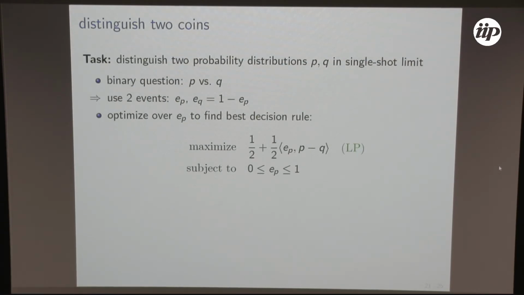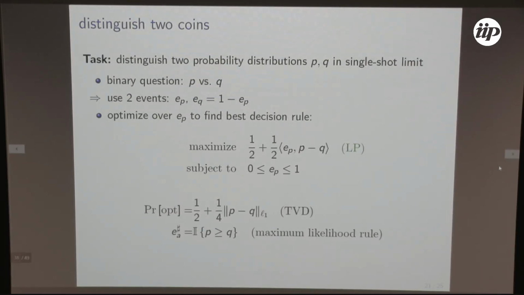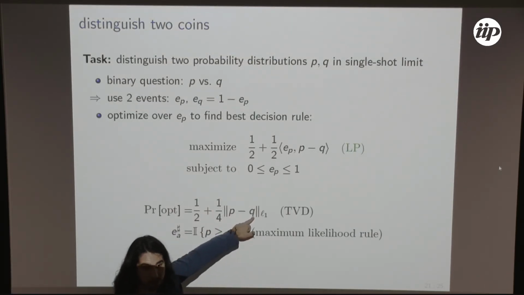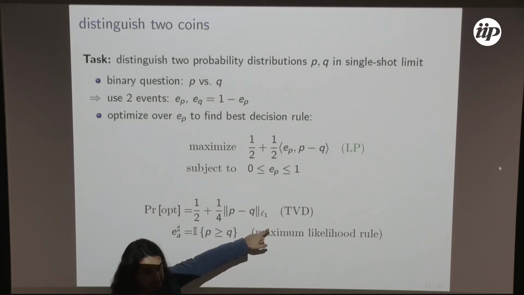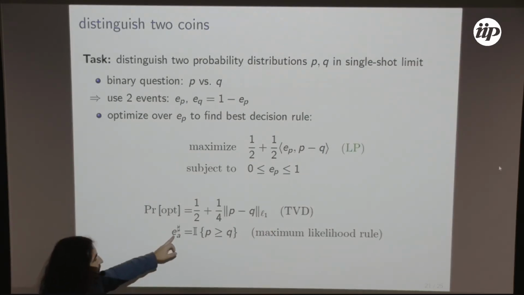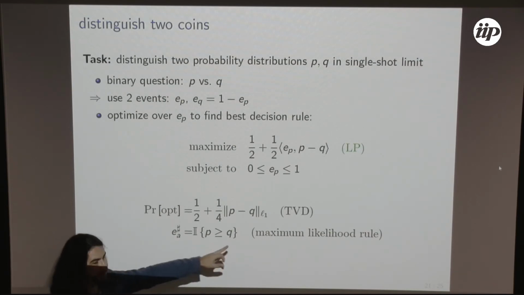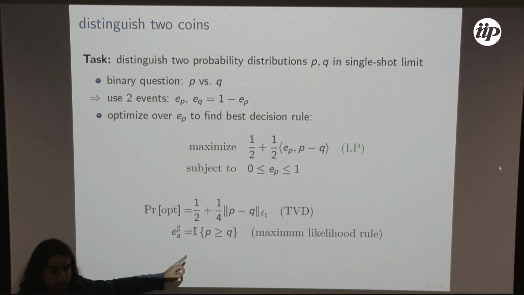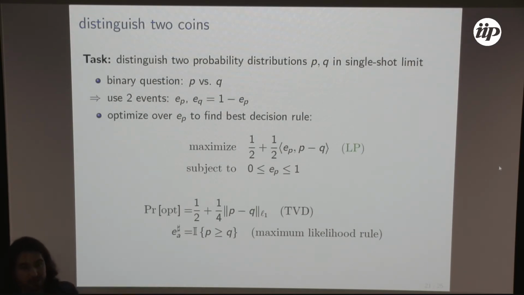I'm not going to do it here because I'm running out of time. But trust me, it's not so difficult. And in the end, you can see the optimal probability of success is given by 1/2 plus 1/4 times the L1 distance between P and Q. And this is just the total variation distance, which is the reason why statisticians like it. Moreover, the optimal strategy is just the maximum likelihood rule from statistics. So given an outcome, you guess the coin that was most likely.